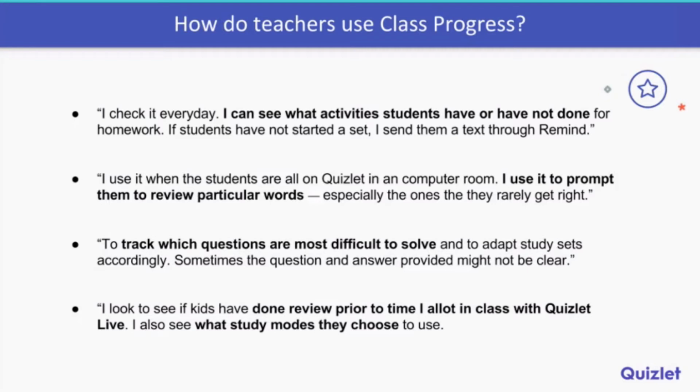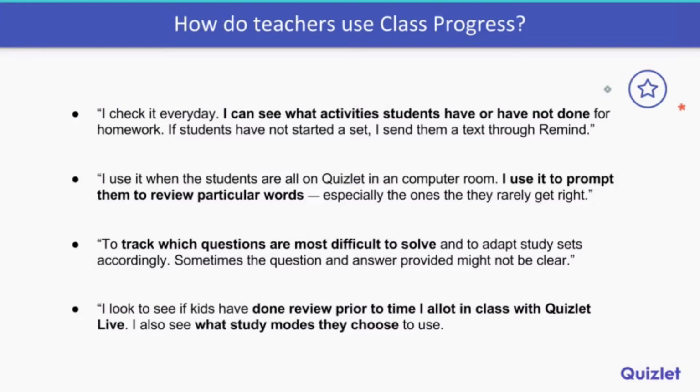In the second example, this teacher is actively using and looking at class progress as students are studying in the computer room. So that is a direct way to use it in class instruction and to make sure students are doing what you're asking them to do in that context.